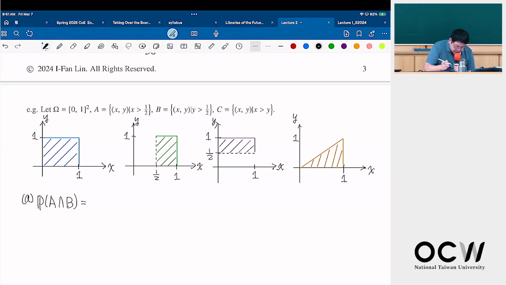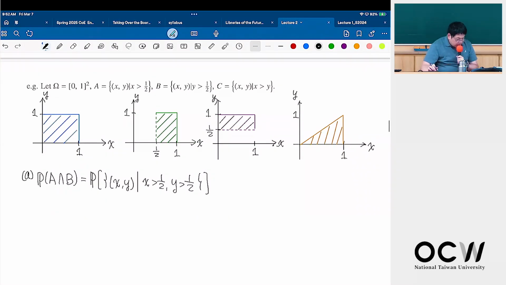A intersect B means the probability of the xy such that A intersect B, so x should be greater than 1/2, and y also has to be greater than 1/2. Then let's plot A intersect B. Okay, so you only have this part.